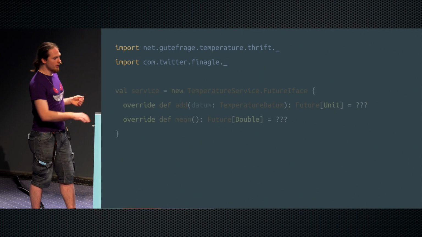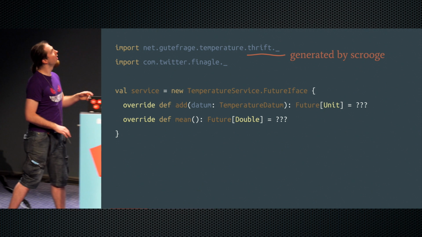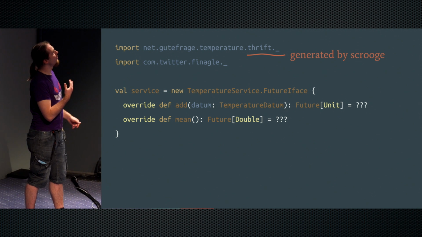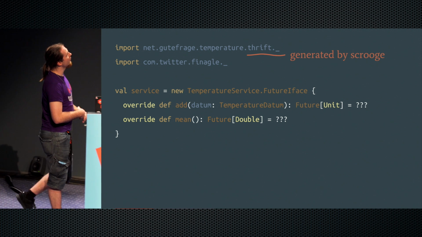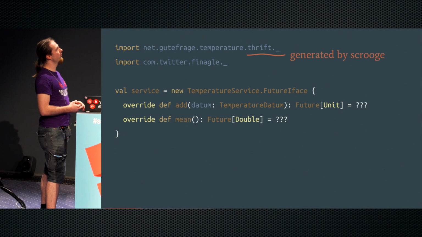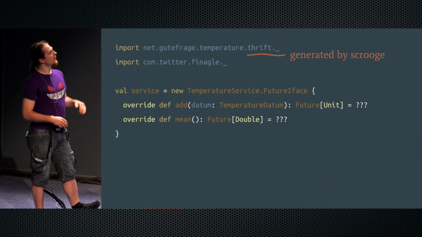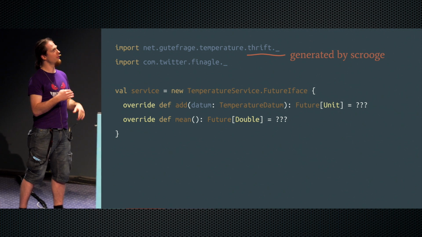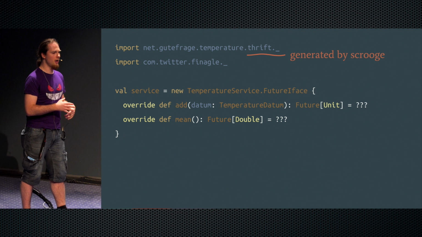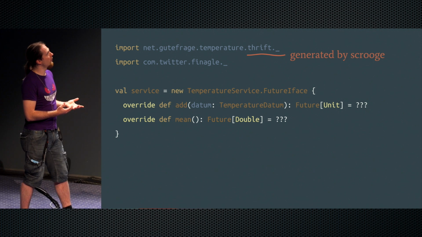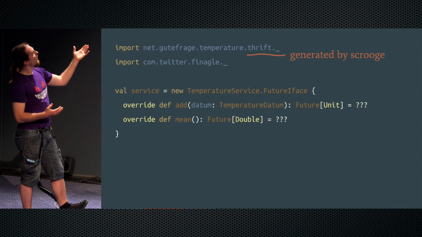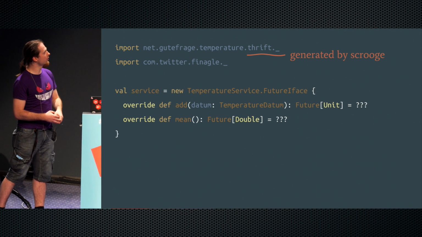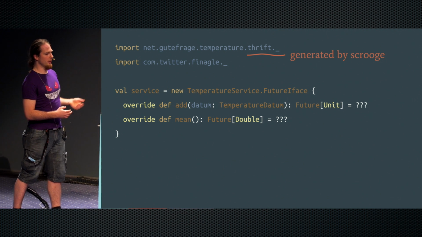So we first import the Thrift definitions that were generated by Scrooge. They are all in this package. And then we implement the TemperatureService.FutureIface. And this is some of the parts where I really struggle a lot. How do I implement which stuff? Because Finagle doesn't tell you what to do. But in the end, it's pretty straightforward. You just implement the method we saw before, the service we saw before in the definition, which almost looks the same.